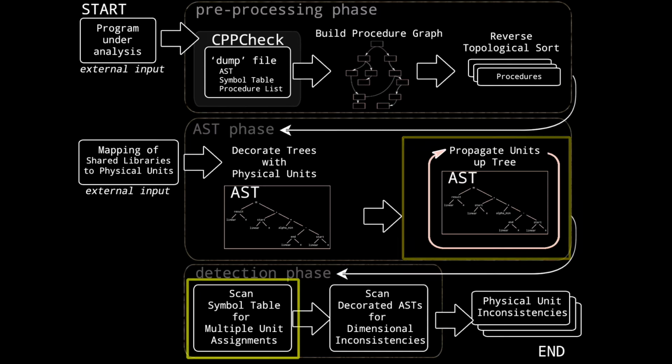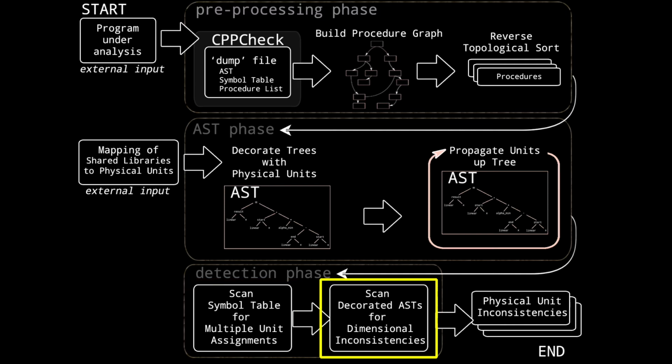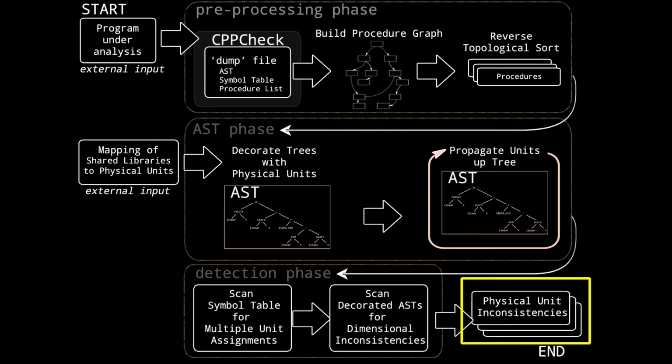During the detection phase, Phriky-Units first performs a scan of the symbol table. Multiple assignment can happen when a variable is reused within the program to mean different physical units. A variable can also receive multiple units when it is defined to be of one type of unit but used for another. During the second part of the detection phase, Phriky-Units scans the decorated ASTs for dimensional inconsistencies. The output of the detection phase is a set of physical unit inconsistencies that are reported to the user.